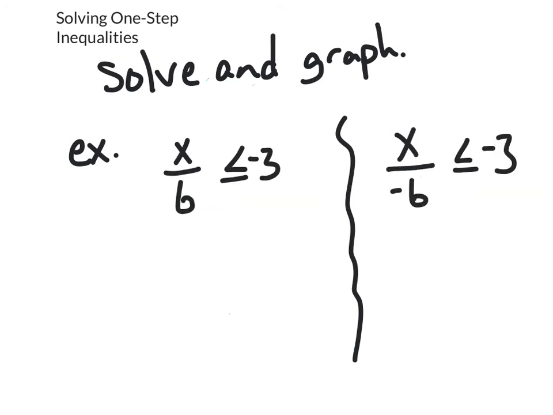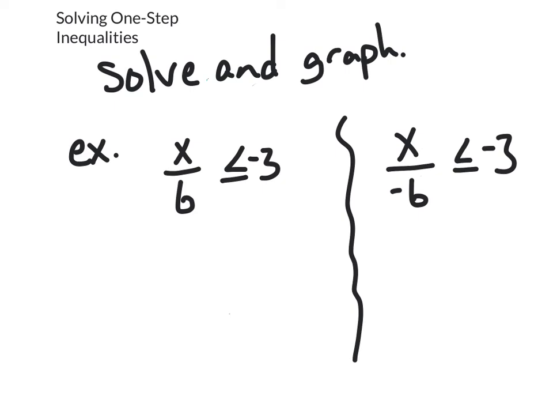Okay, so for this last example here, this is the last one that I want to do on one-step inequalities. I don't want the video to get too long here. I've got two examples in which on the left-hand side you'll notice I have x divided by positive 6 is less than or equal to negative 3. And on the right-hand side I have x divided by negative 6 is less than or equal to negative 3.